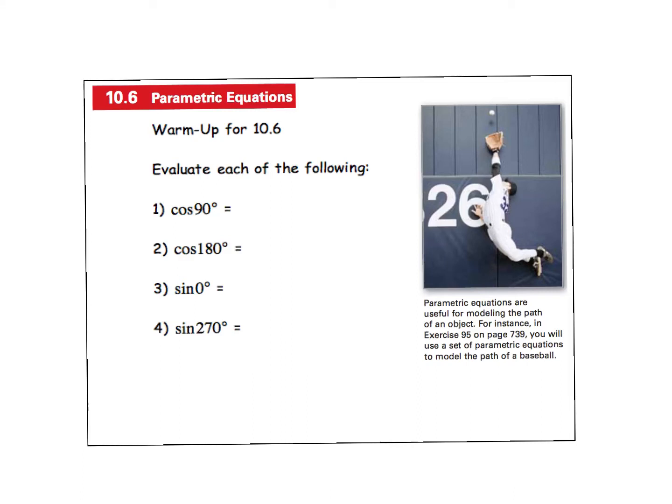All right, so 10.6 is parametric equations. We'll learn exactly what that is in a moment. But before we get there, what is cosine of 90?